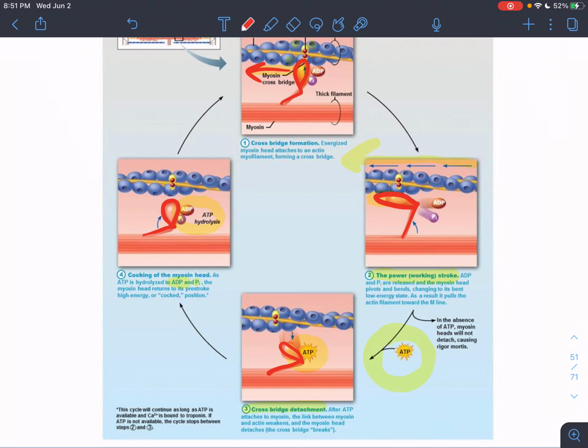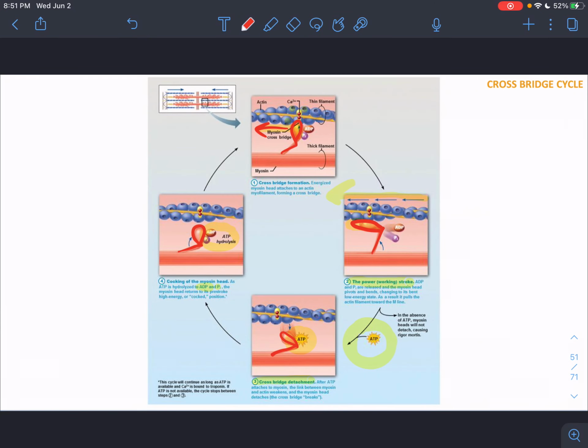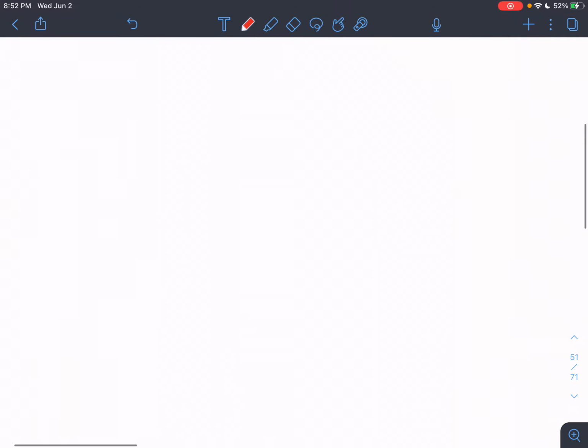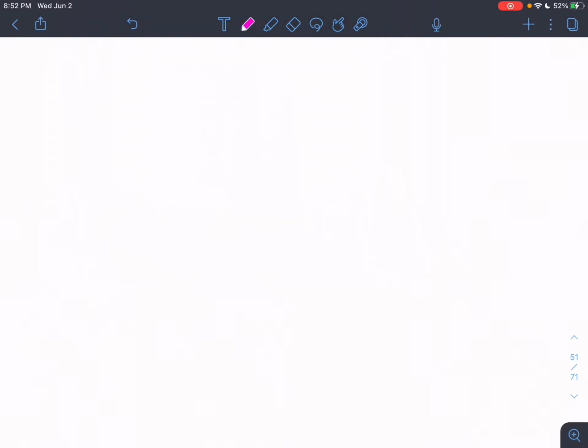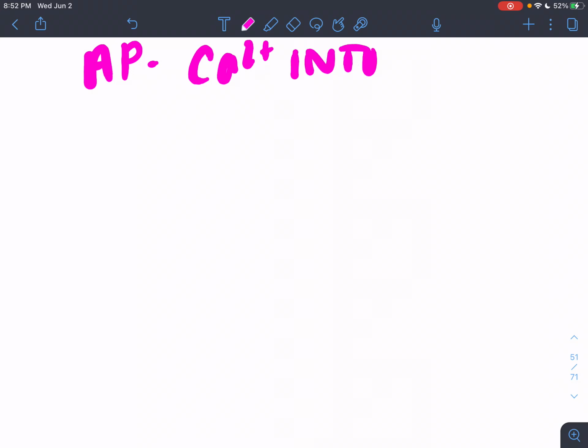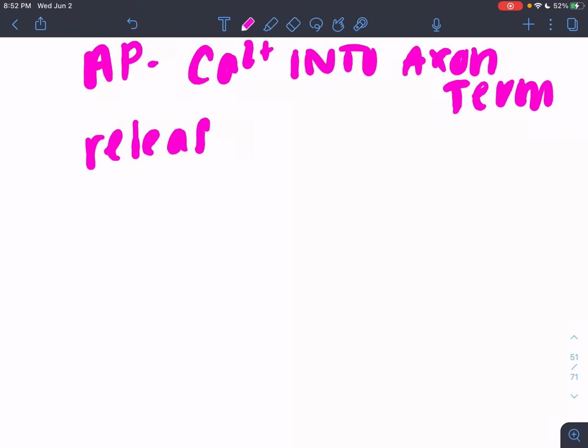Okay, so that's the whole step-by-step process of a muscle contraction. So what you should be able to do is go through step by step. So at the neuromuscular junction, what's happening? You have an action potential coming down that causes calcium to go into the axon terminal, calcium allows the synaptic vesicles to release acetylcholine into the synapse.